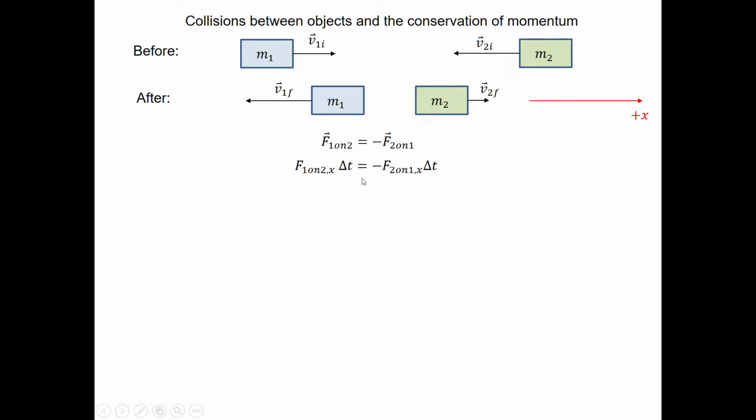I'm assuming delta t is really small, and so then we can re-express this as the force of 1 on 2 times delta t's x component is nothing but the impulse that 1 imparts to 2, x component, and the force of 2 on 1's x component times delta t is the impulse that 2 imparts to 1, x component. So that relates those two impulses with the same minus sign.